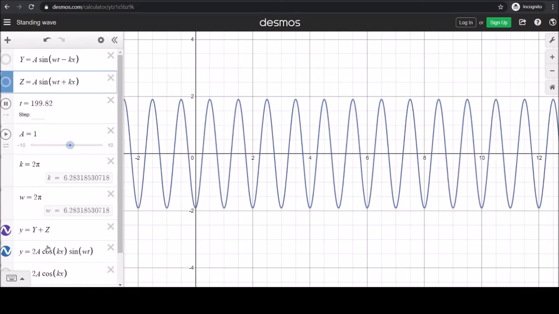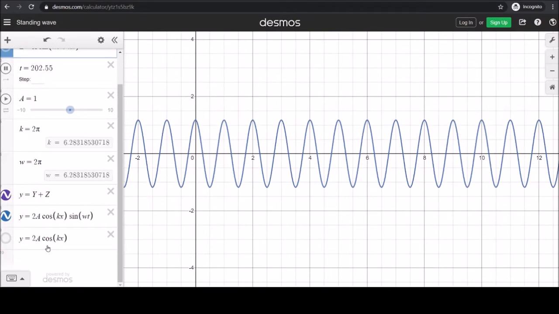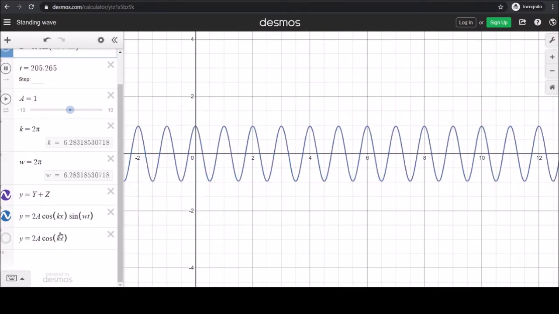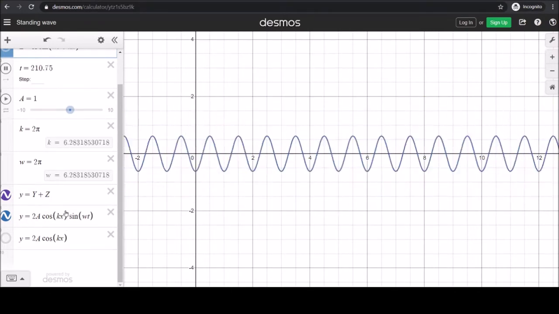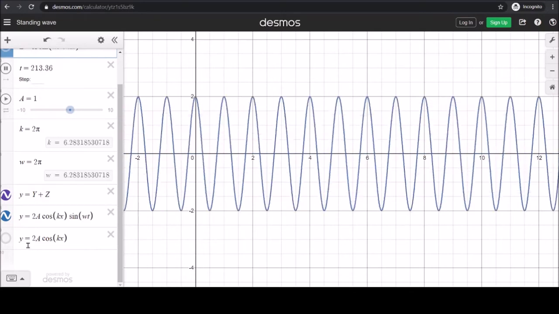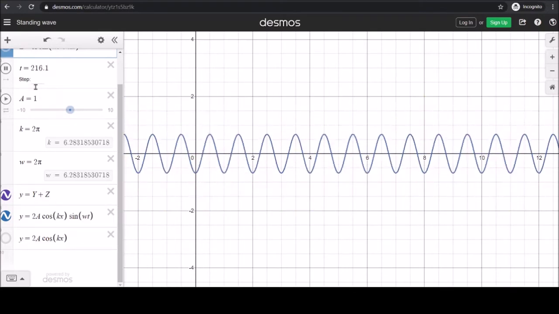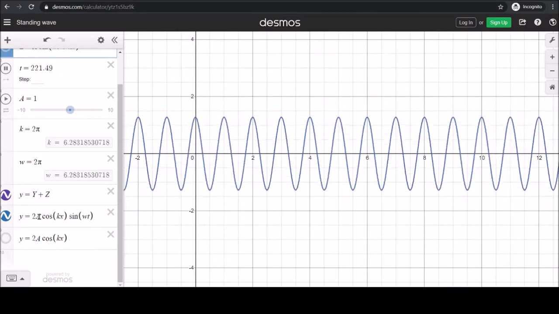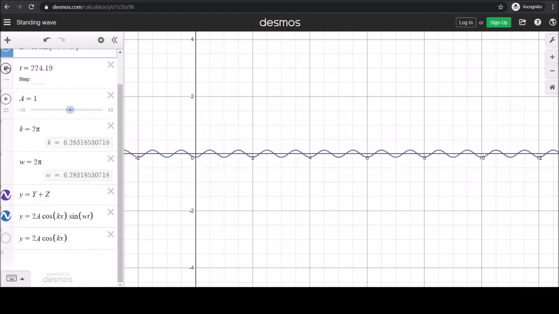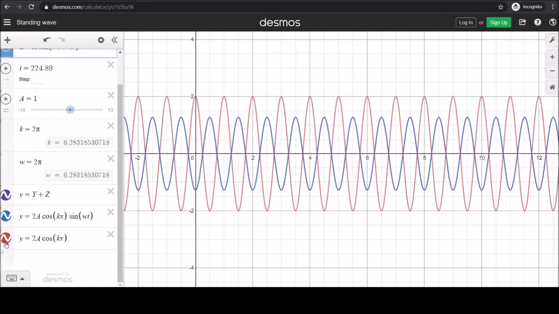Since this is the equation for a standing wave, how is it relevant? How I usually analyze this equation is, I look at the front part first. The front part is 2a cos kx. 2a cos kx here actually represents the amplitude of all the particles along the wave. What do I mean? Let's say I switch this on.